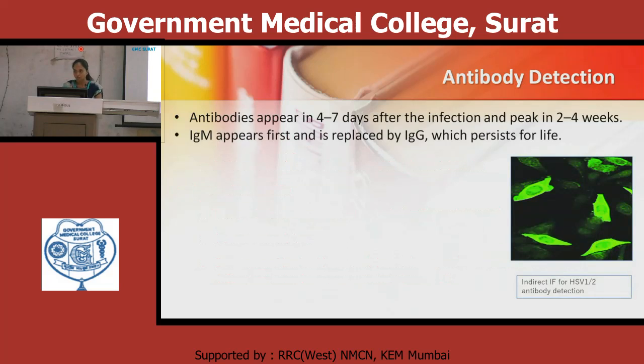Figure shows indirect immunofluorescence test for HSV1 and 2 antibody detections. Antibody appears in 4 to 7 days after the infection and peaks in 2 to 4 weeks. IgM appears first and is replaced by IgG, which persists for life.